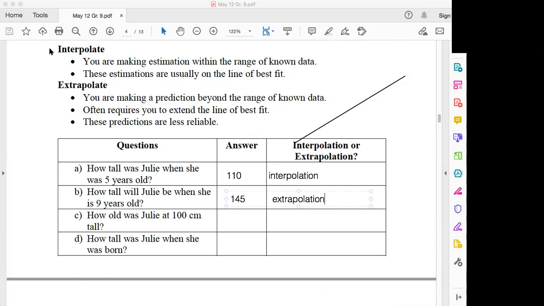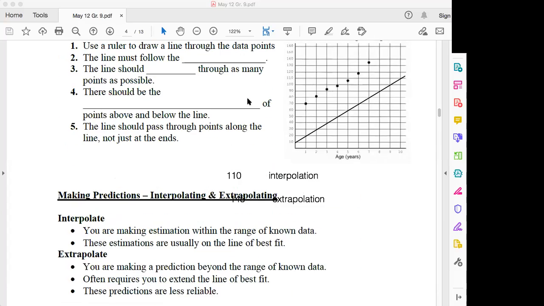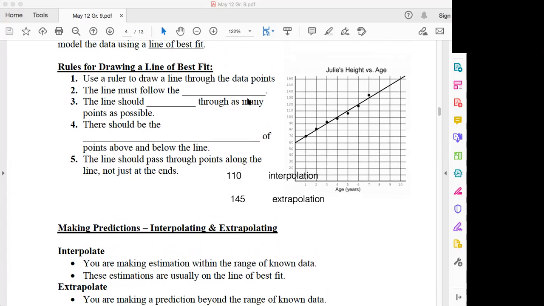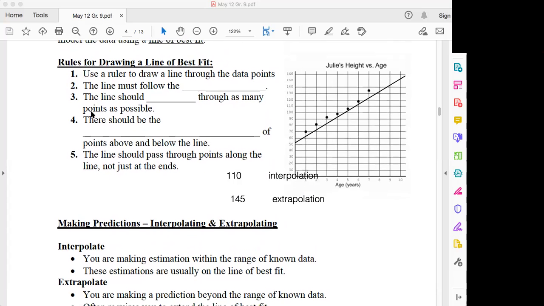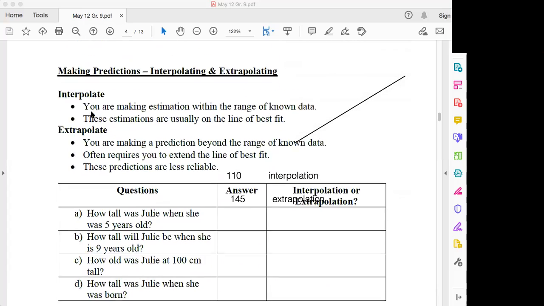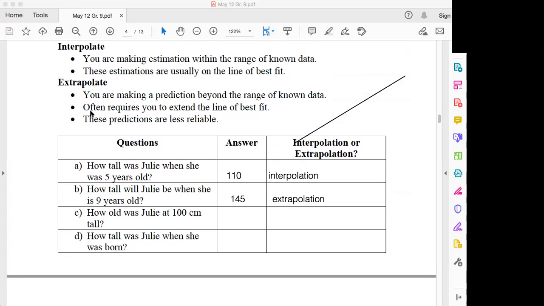So how old was Julie at 100 centimeters tall? We're going to put our line back where it was, similar to this. So 100, she was 4 years old when she was 100 centimeters. And that's inside of our data, that's inside of what we know. So we're going to go back, and I said she was 4, I believe. Okay, so she is 4 years old, and that was inside of our data, so that was interpolation.